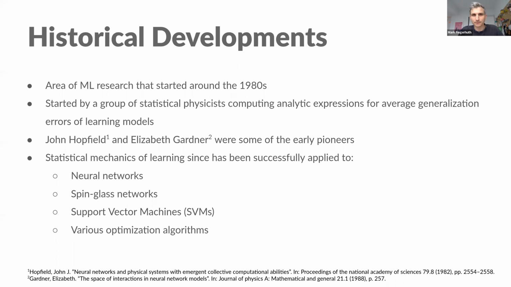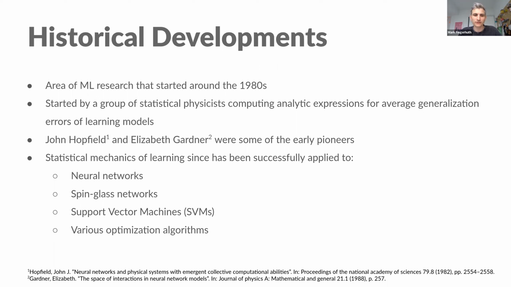Historically, this area of machine learning research started around the 1980s. And no surprise, it was started by a group of statistical physicists who were interested in deriving analytical expressions for the average errors of learning models. John Hopfield and Elizabeth Gardner were some of the early pioneers in that field. Since then, statistical mechanics of learning has been successfully applied to a range of models, going all the way from neural networks to various optimization algorithms.